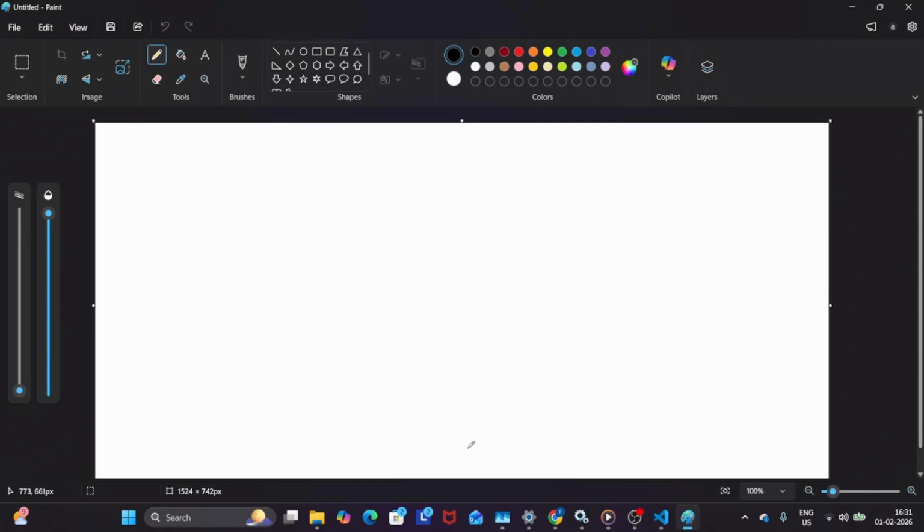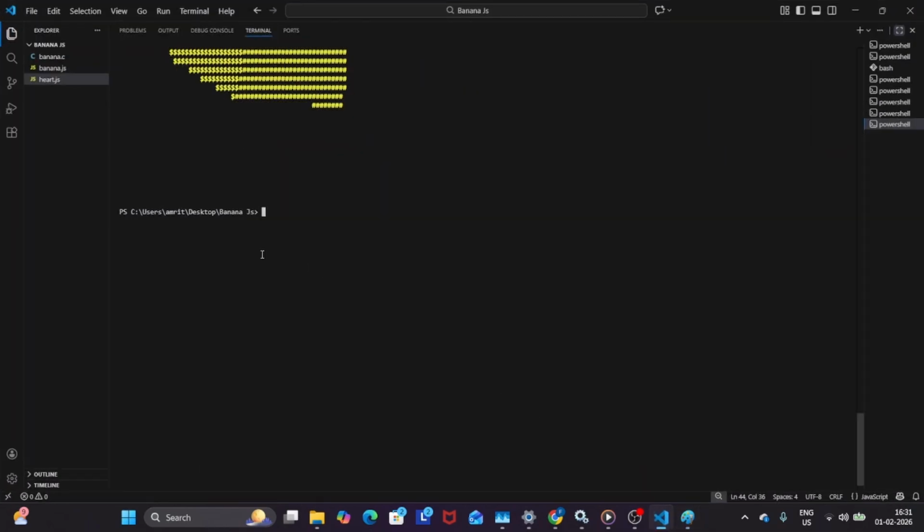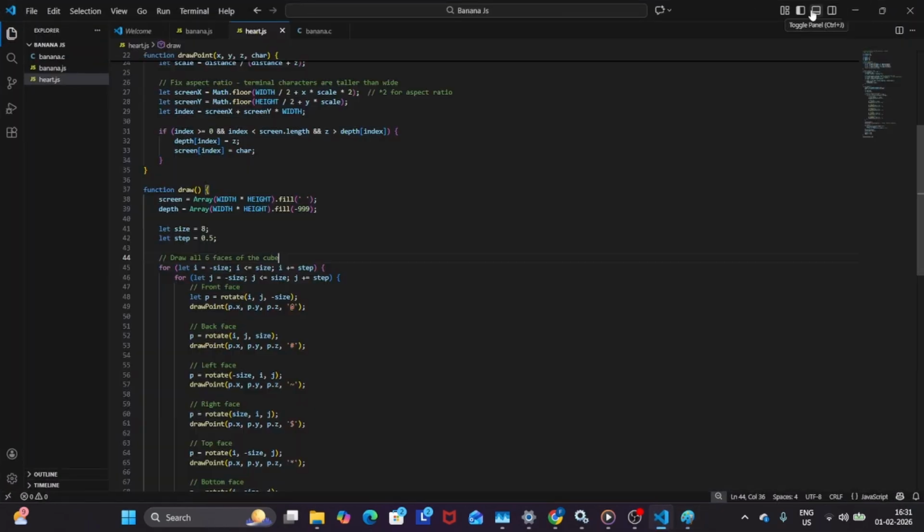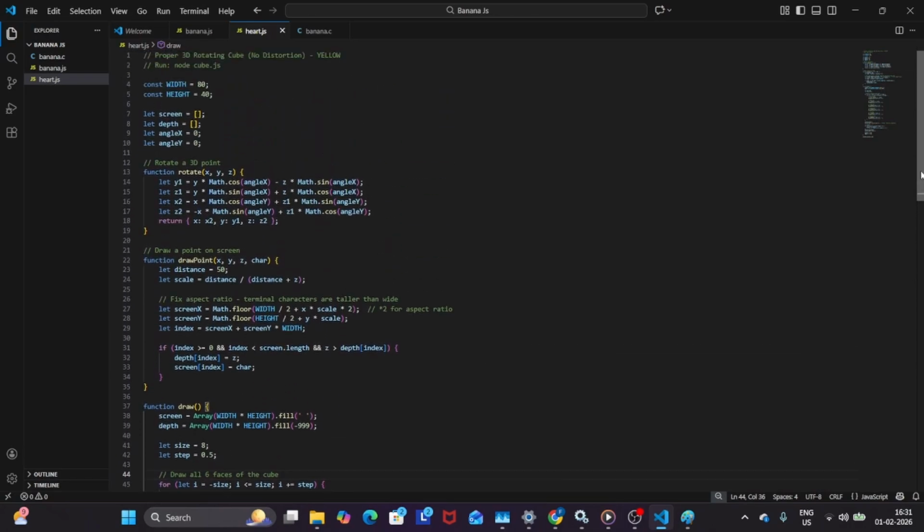Now for rotation, I'm going to open the code. This is our code. Where is the rotation part? Yeah, here we use cos and sin. This is the most important point. This function will take coordinates x, y, z, and it will return x2, y1 and z2, something like that. Now we are going to understand this function.